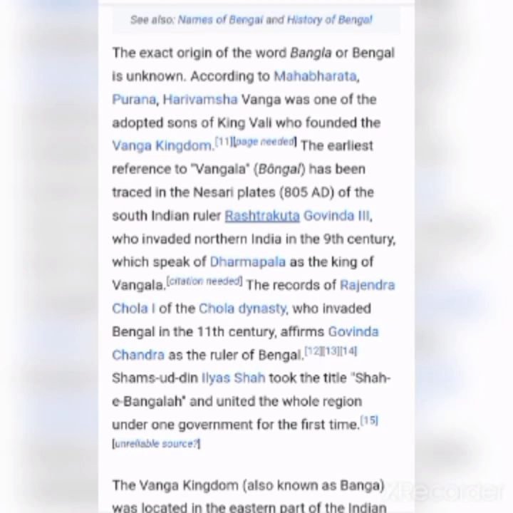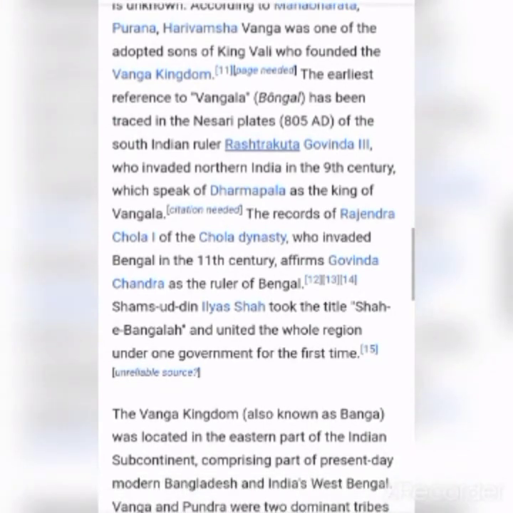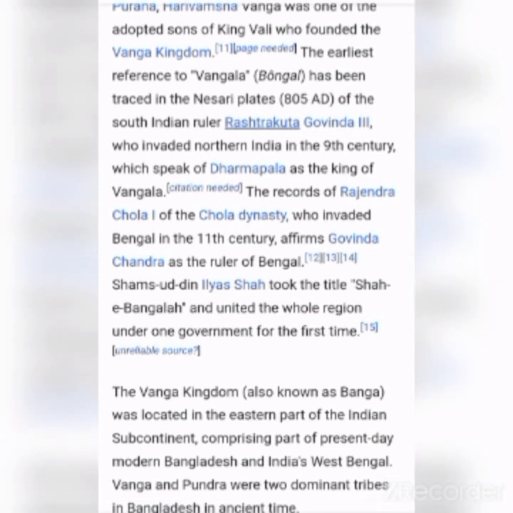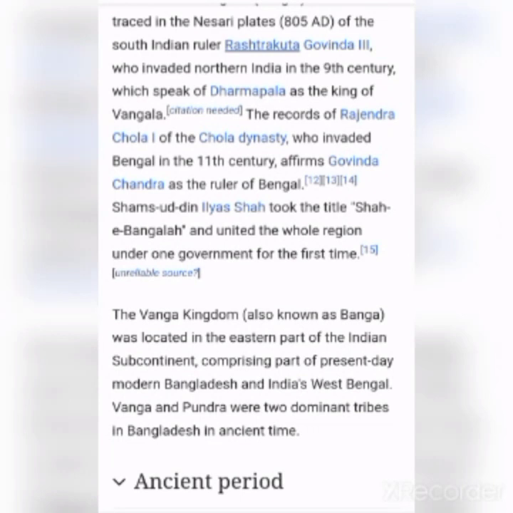South Indian ruler Rashtrakuta Govinda III, who invaded northern India in the 9th century, which speak of Dharmapala as the king of Bengala. The records of Rajendra Chola of the Chola dynasty, who invaded Bengal in the 11th century, appointed Govindachandra as the ruler of Bengal.